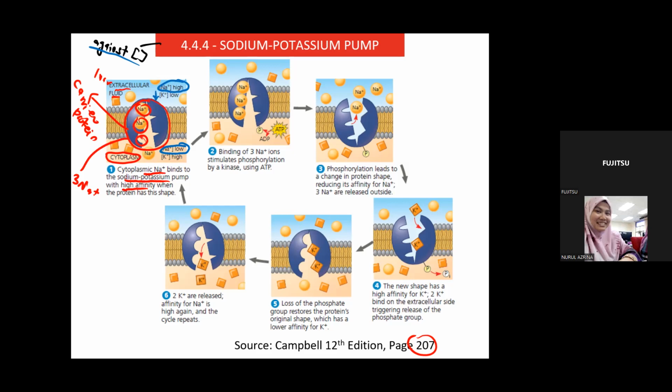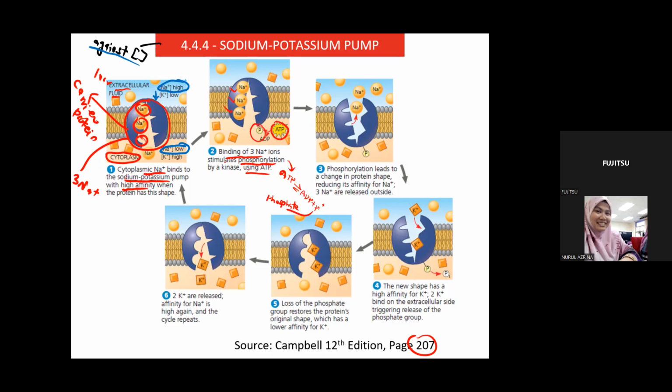Okay. So as the 3 sodium ion binds to the carrier protein, it will stimulate phosphorylation of ATP. Okay, apa maksud phosphorylation? Phosphorylation maksudnya molekul ATP ni akan pecah. Dia akan jadi apa? Daripada ATP, dia akan jadi ADP plus phosphate. Pi ni phosphate. Okay, apa jadi dengan phosphate? You can see here. Phosphate tu akan melekat kepada carrier protein.